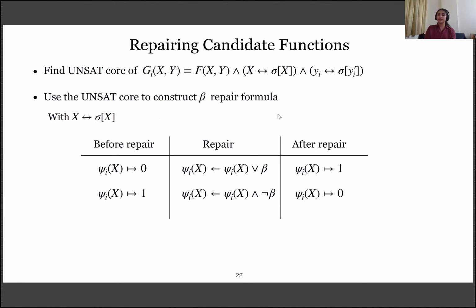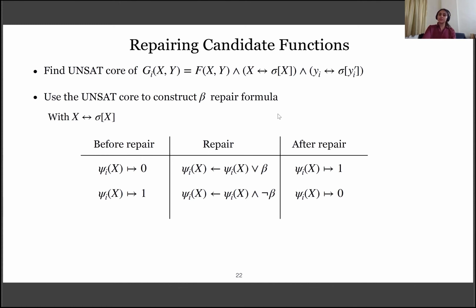And it tries to find the unsat core of gi formula. Basically, it tries to find a reason why, with the current valuation of x, yi cannot take the value as per its output candidate function. With the help of the unsat core of gi formula, Manthan constructs a repair formula beta. And using the repair formula beta, Manthan repairs the candidate function. So that's how Manthan repairs its candidate function.